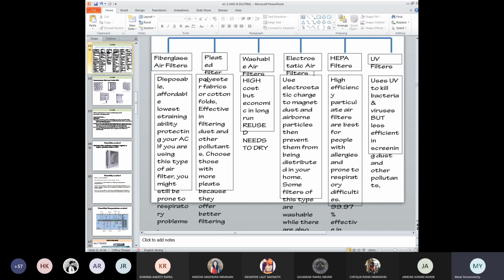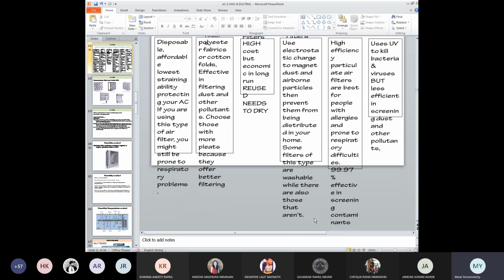Your electrostatic is very simple. You remember the cathode anode exercise we studied in 8th standard, 9th standard? Simple. You have two electrically charged plates. One is positively charged, one is negatively charged. When the air passes in between, all the dust particles are charged and they get attracted to the opposite poles, and the air moves ahead in a clean manner. Supposed to be good, quite high filtration possible. It charges the magnetic dust and airborne particles, then prevents them from being distributed in your home. Some filters of this type are washable, while there are also those that aren't.